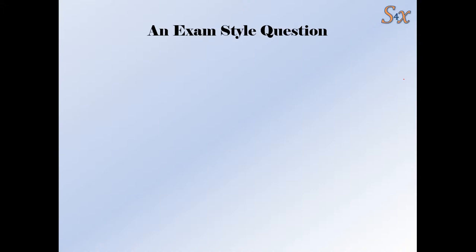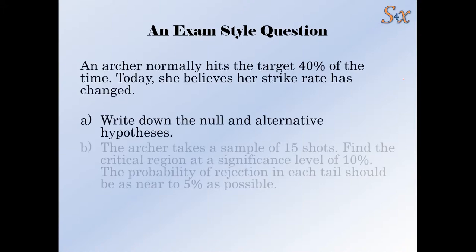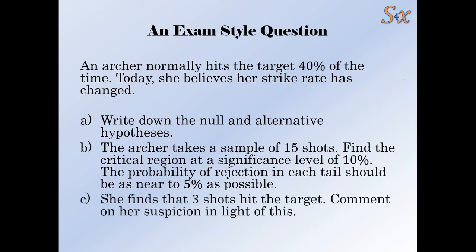Let's have a look at an exam style question to finish off. So an archer normally hits a target 40% of the time, but she believes her strike rate has changed. We want the null and the alternative hypotheses. We want to find the critical region, and then we're going to comment on the suspicion that her strike rate has changed.